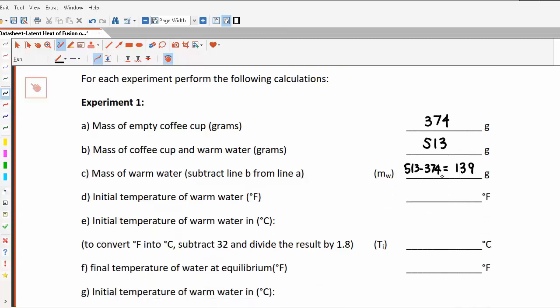My initial temperature was 72 degrees Fahrenheit. In the next line, I want to convert that into centigrade. To do that, we take the temperature in Fahrenheit and subtract from that 32 and divide that result by 1.8, and that gives us the temperature in centigrade. When I do that calculation, I get 22.2.